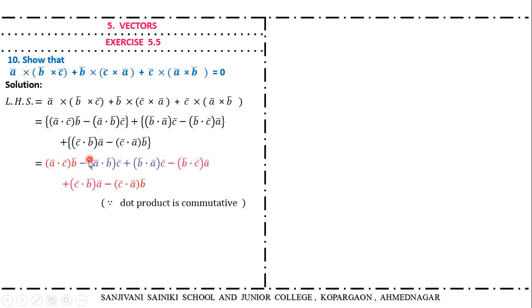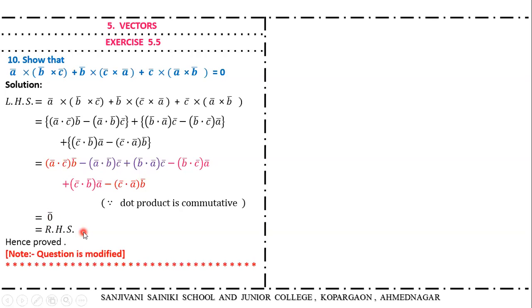Now look at these terms: a bar dot c bar into b bar and minus c bar dot a bar into b bar. These two will get cancelled with each other. Then minus a bar dot b bar into c bar plus b bar dot a bar into c bar. These two will get cancelled with each other, and the third pair is also cancelled. And this happens because the dot product is commutative, and hence we get the zero vector, which is nothing but the right hand side. Hence the proof.